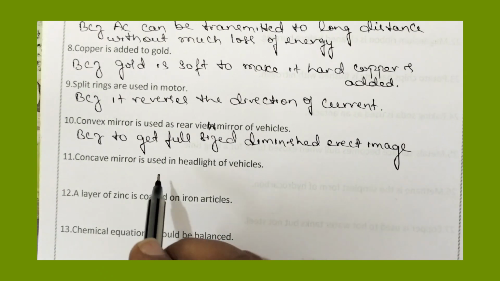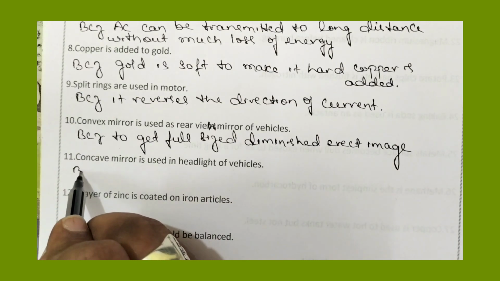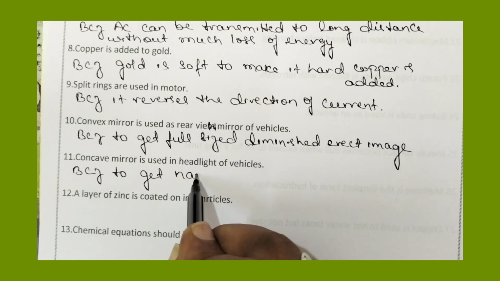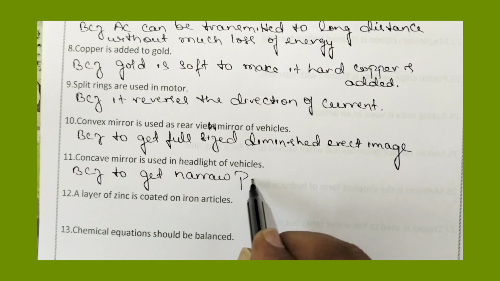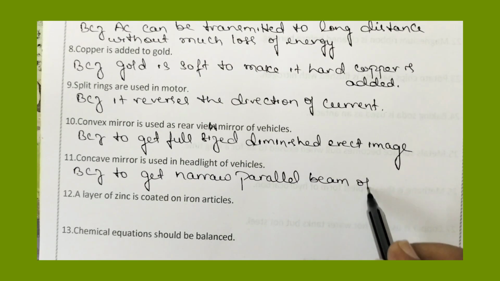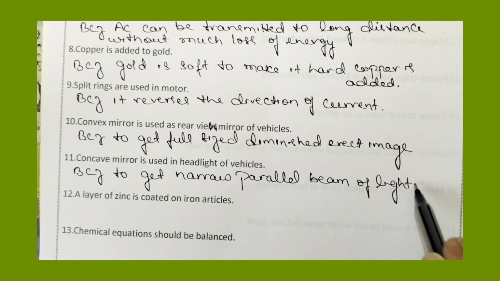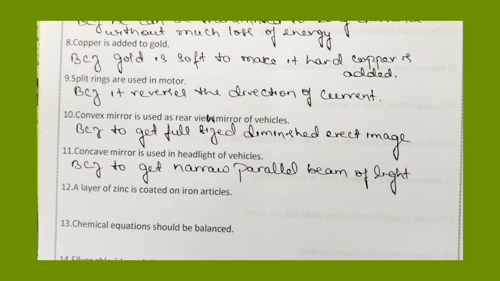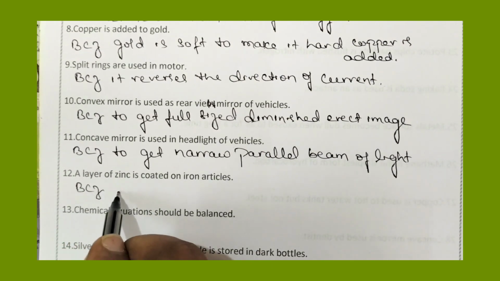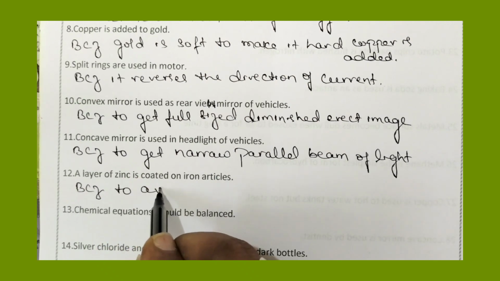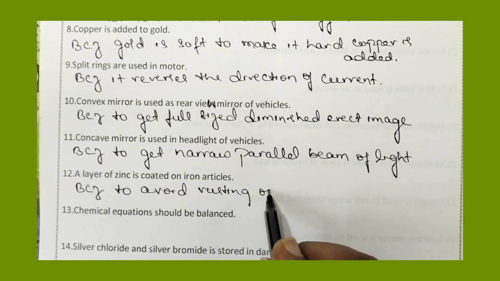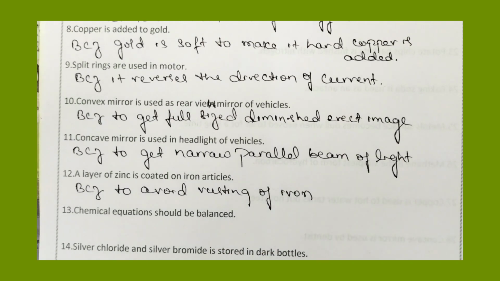Next, concave mirror is used in headlights of vehicles because to get a narrow parallel beam of light. Next, question number 12. A layer of zinc is coated on iron articles to avoid rusting of iron.